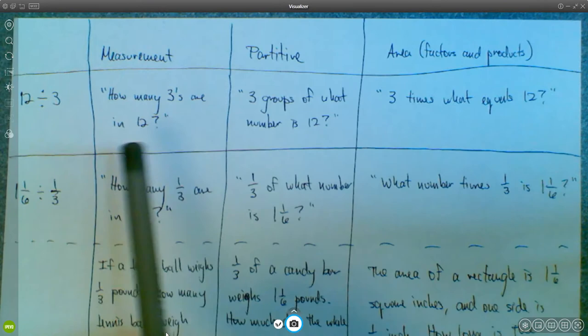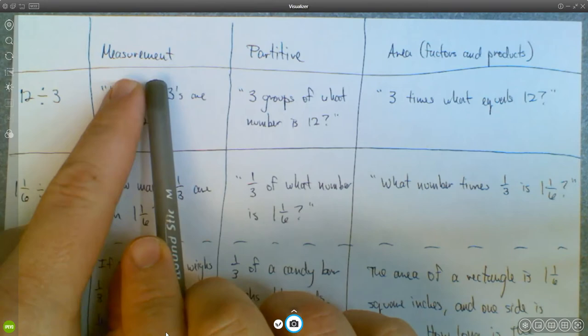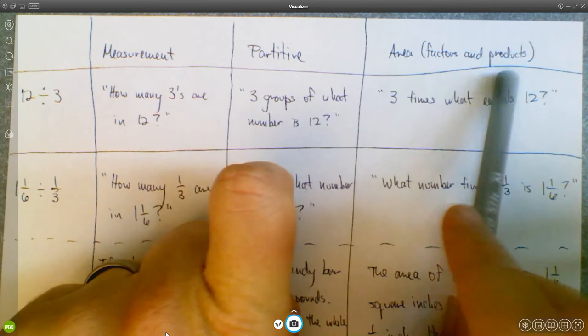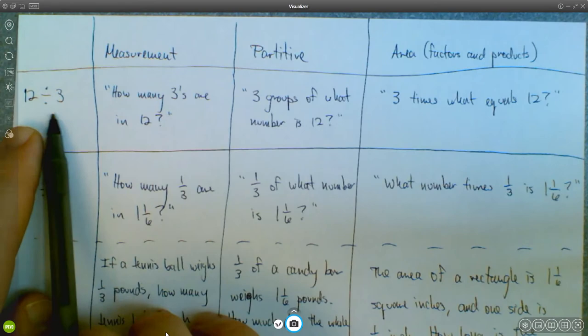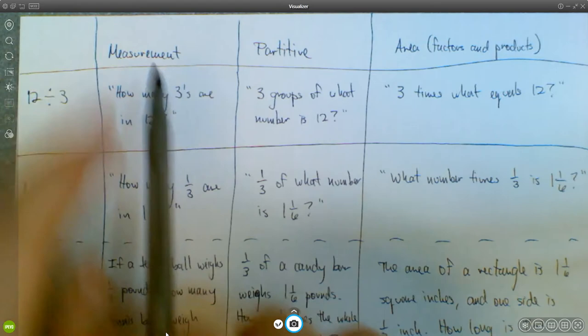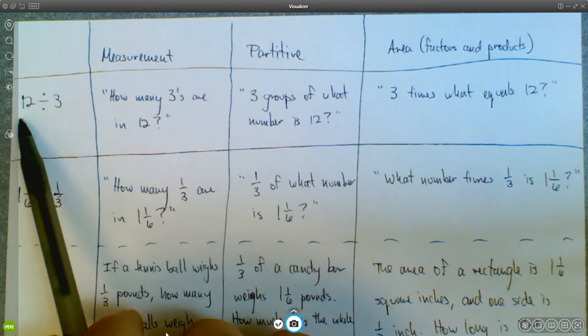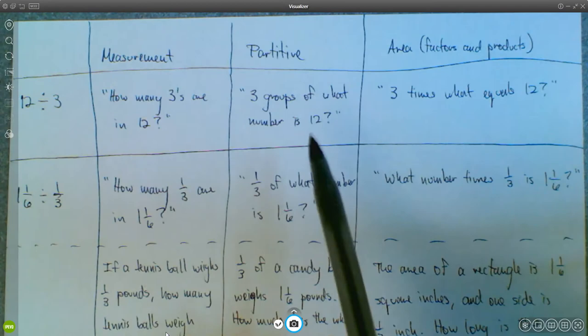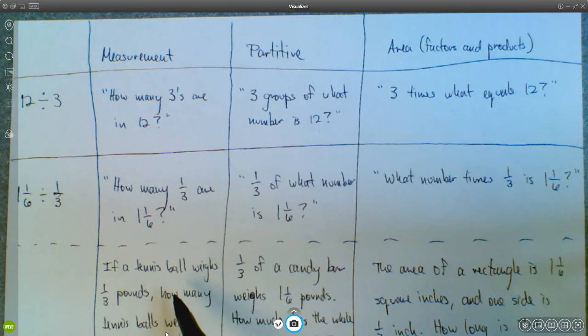And the idea is that there were three main types of questions that the Chinese teachers would write, and in the article they called them the measurement model, the partitive model, and the factors and products model, or the area model. Here's what each of those things are asking. So in the measurement model, just using something like 12 divided by 3 as an example, the question you're asking yourself is how many threes are in 12? Or how many times does 3 go into 12? That's the question you're asking if you're working with the measurement model. If you're working with the partitive model, then the question is a little bit different. You're asking three groups of what number is 12? In other words, three of what number is 12? So that's the partitive model.